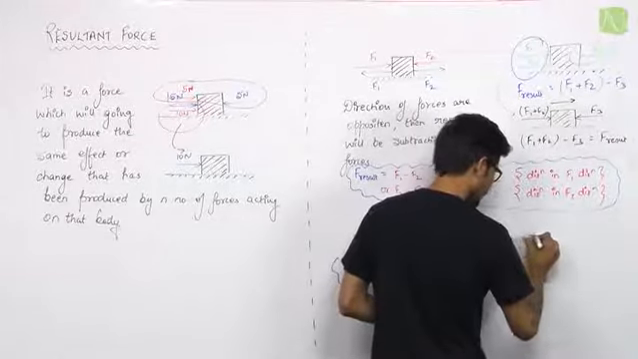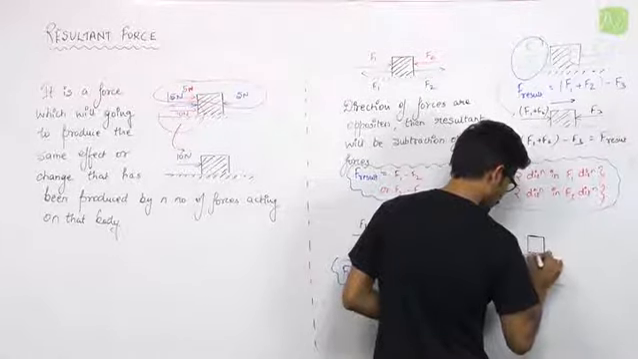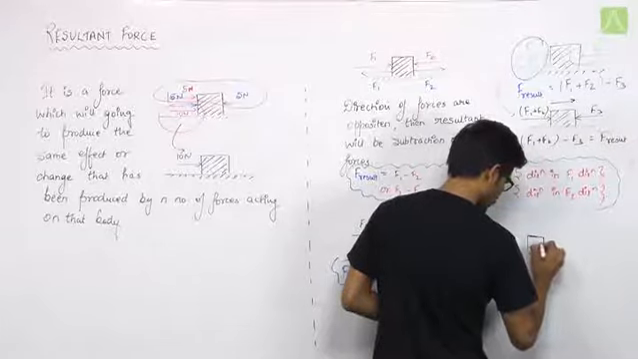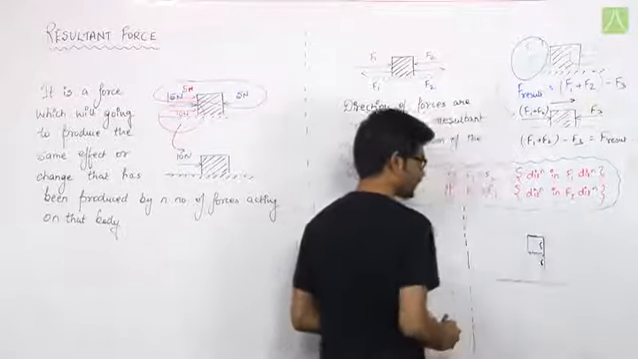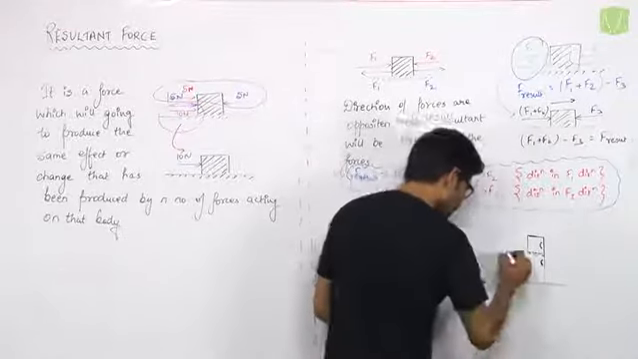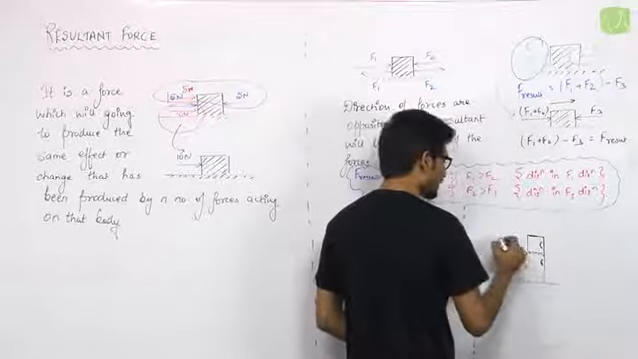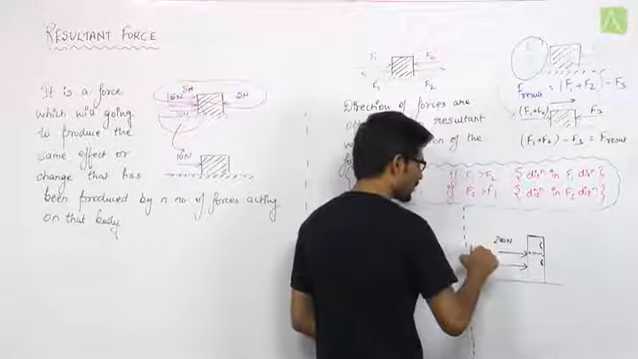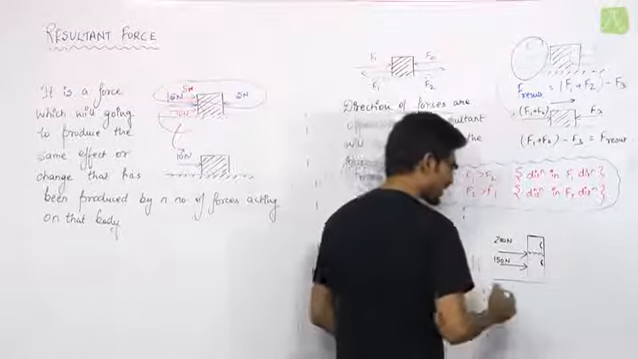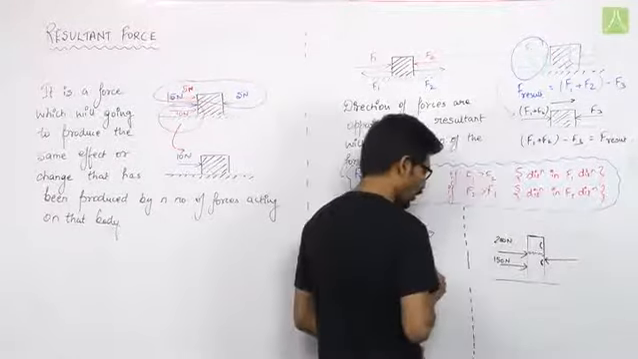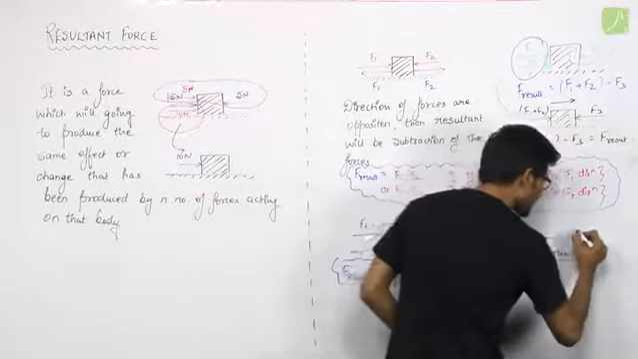There is a fridge like this, and two of my friends were pushing this fridge from this side with the help of their hands. One of my friends was applying 200 Newton force and the other was applying a 150 Newton force. And I, standing on that side, was applying a force of 250 Newton. Now calculate the resultant force.